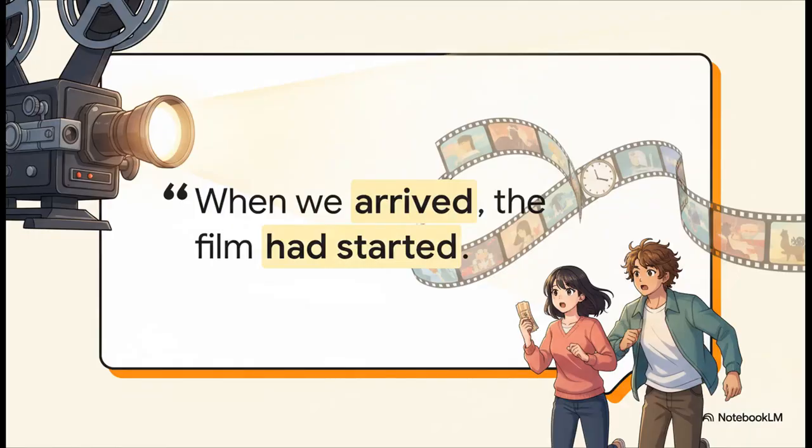Let's break down this awesome example from the notes. We have two things that happened. We arrived, and the film started. So which one happened first? The past perfect tells us, plain as day, the film had started. That action was already over and done with before we walked in. It's all about putting things in the right order.